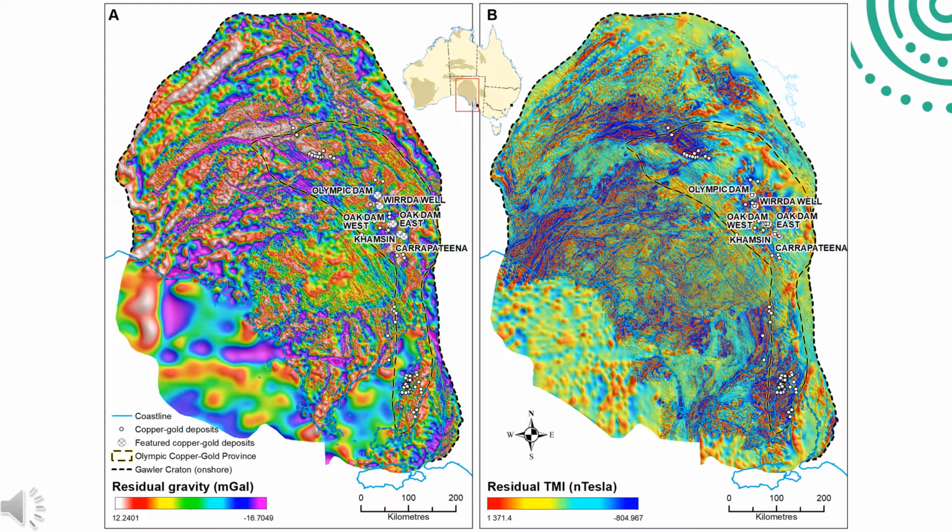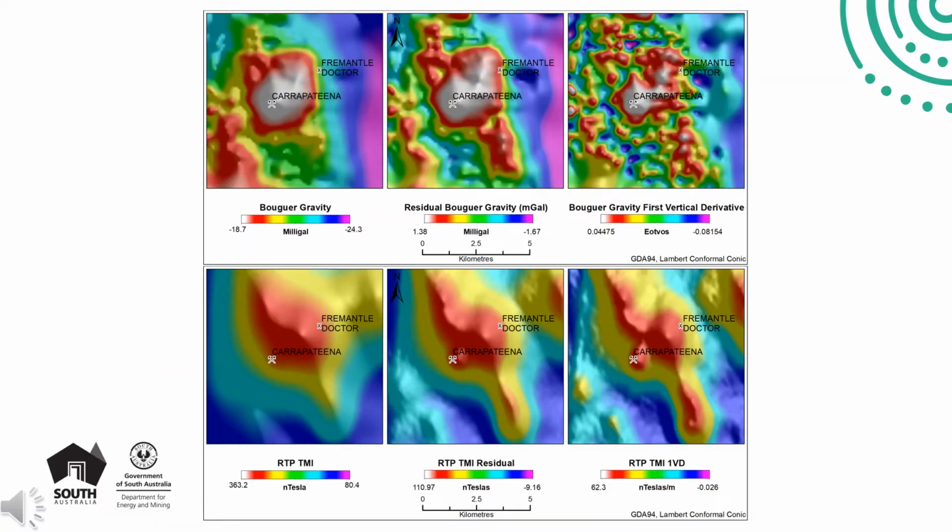For this study, we've used the entire Gawler Craton as the study area, and treat residual gravity and TMI as populations of geophysical anomalies within that study area. These figures show the effect of the transformation from Bouguer gravity and reduced to pole TMI to a residual gravity and TMI image. They also show the effect of the transformation to a first vertical derivative gravity and TMI image.